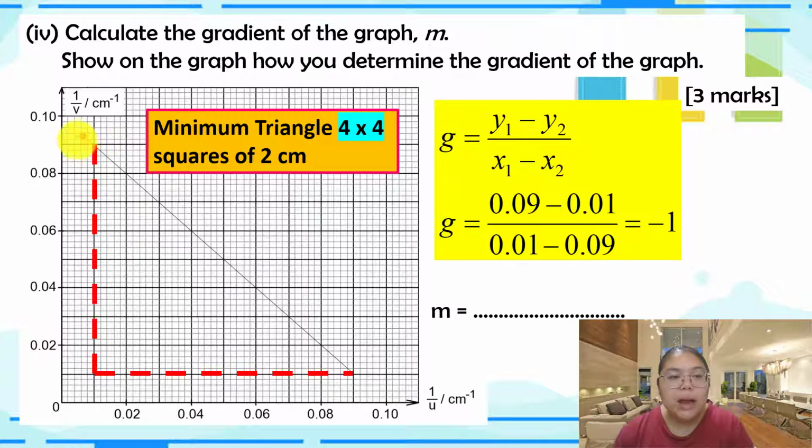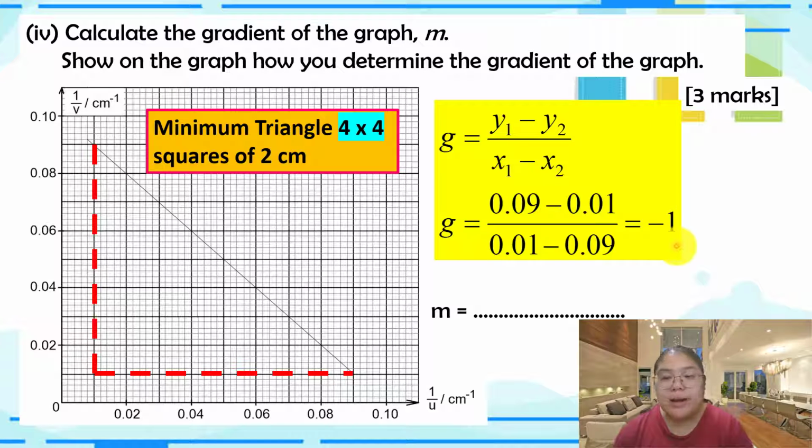Okay, the next one, I take part 1 also minus part 2 for the x. So this one, x is 0.01 minus the other x, 0.09. So this one, sure you get a negative answer. So after doing the calculation, I get -1.